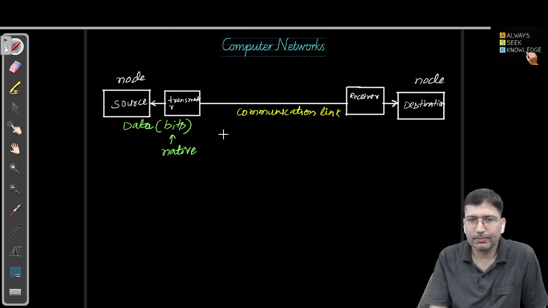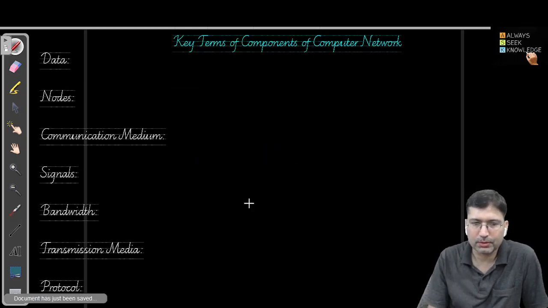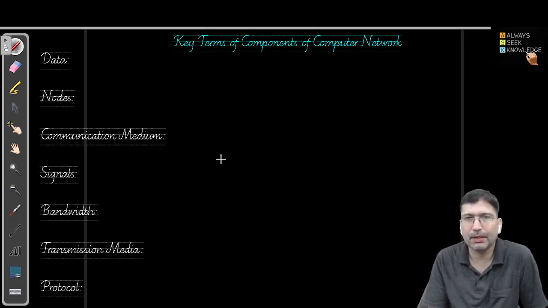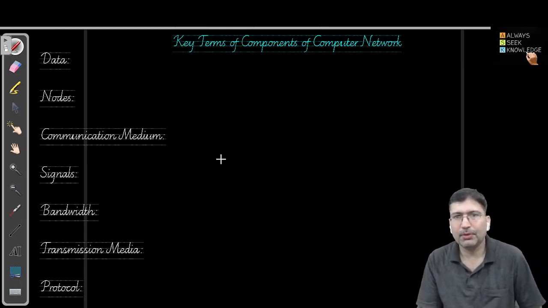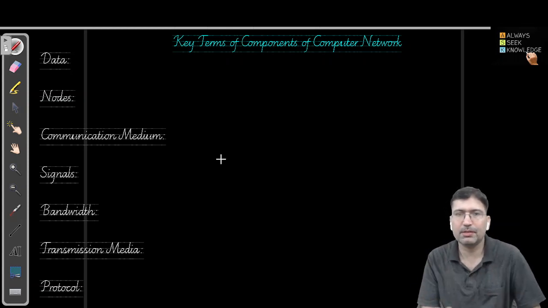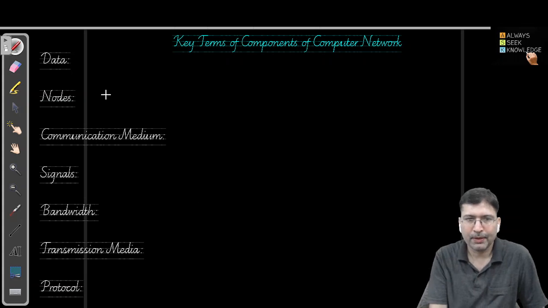So let's talk about a few of the key terms in computer networks. The very first term is data. What is data? We know that it is the combination or collection of bits. We do have a number of representations of data. Meaningful data we consider as information. And in computer networks, when I say that there is a data interchange, that means information is being interchanged between the source and destination node, right?